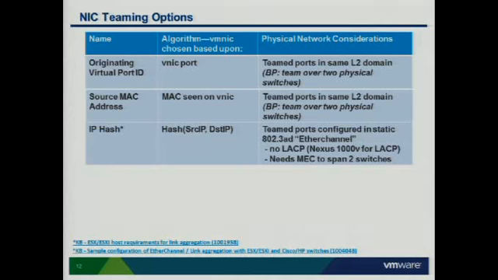And then we have IP hash. That algorithm is based off of a hash of a pair of source IP and destination IP. And the team ports are configured in a static 802.3ad Ether channel. We don't support LACP unless you're using the Nexus 1000V. And you need multi-chassis Ether channel to span 2 switches. So if you're familiar with the virtual switch stacking, that's basically what you're needing to do. So you can't do that across disparate trunk switches.